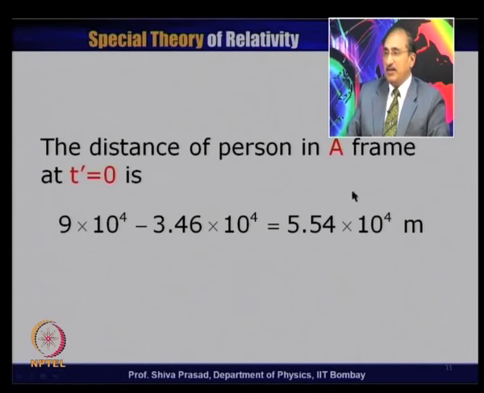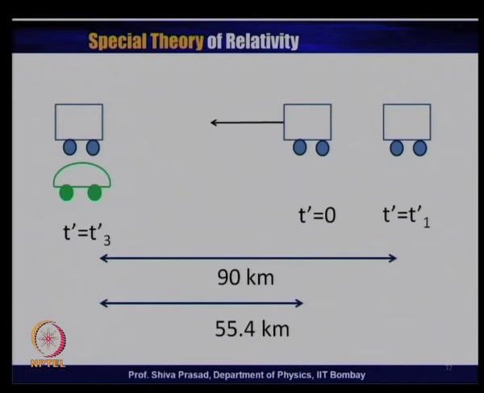The distance of the person in A frame at t prime equal to 0 was the original distance, 9 into 10 to the power 4 meters, minus the distance that this train has travelled in the frame of reference of A in the time 3 into 10 to the power minus 4 seconds. I get this distance approximately equal to 5.54 into 10 to the power 4 meters. So, this is the situation as far as the ambulance frame is concerned.